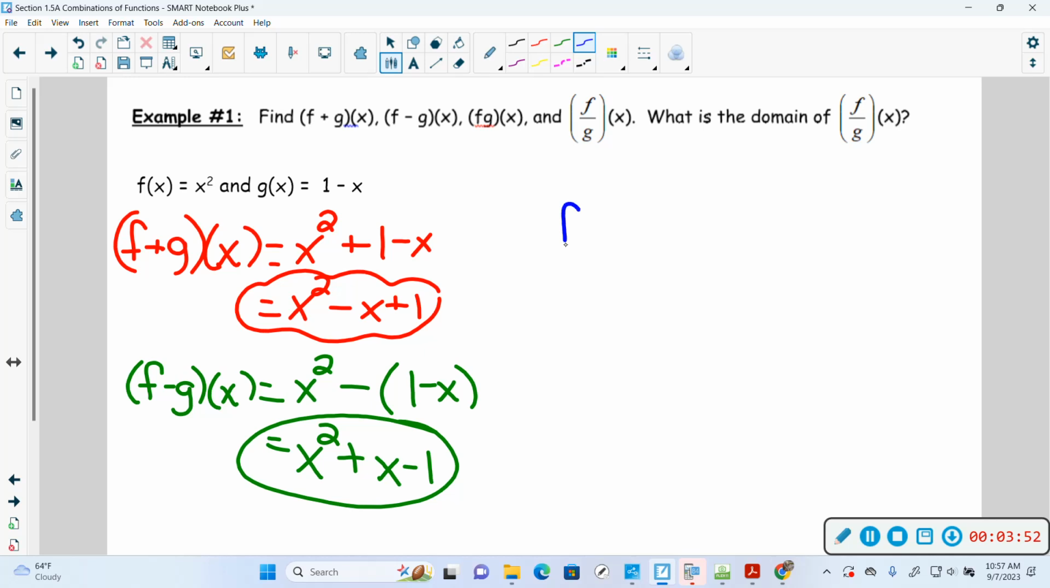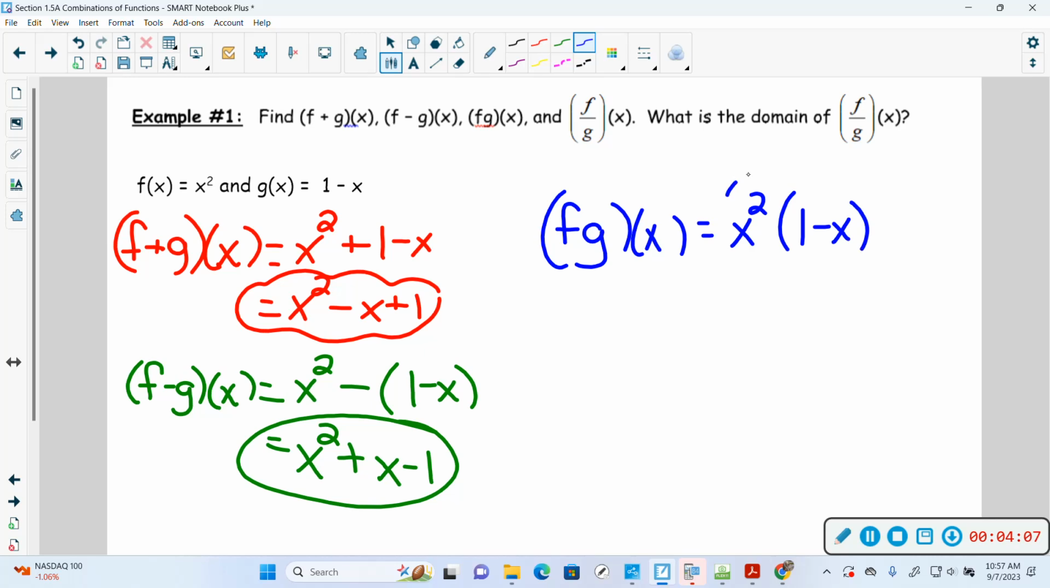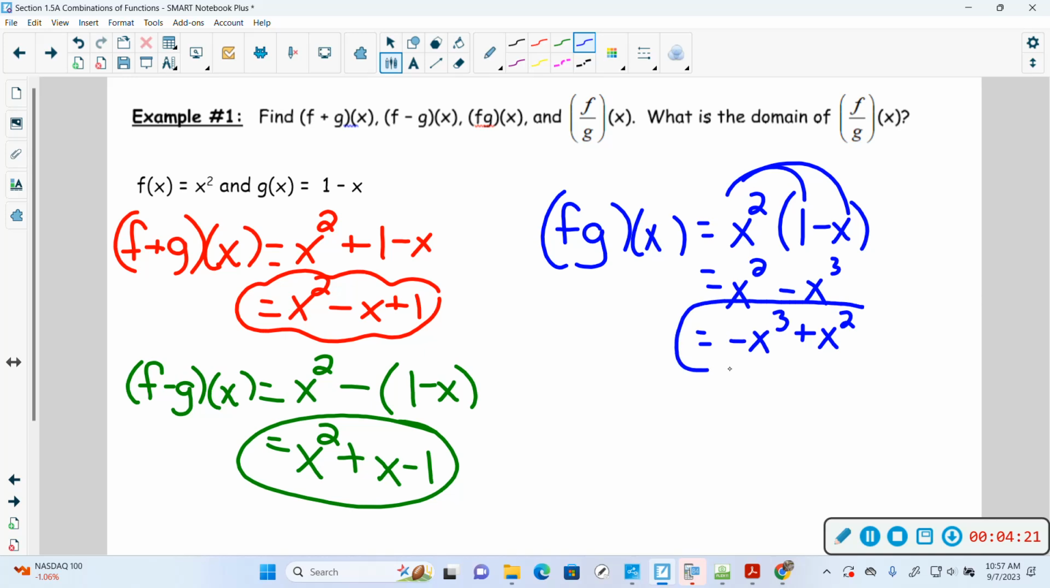All right, this is probably the most time consuming that you'll have today because product, of course, you might end up having to distribute or FOIL. So we're going to do f times g. Well, we have to distribute, but that's not too bad on this one. X squared times 1, x squared times negative x. Now, again, you can leave it. I just can't sleep at night if I don't have it highest exponent to the lowest. So I'm going to flip it around. Just can't hide myself.